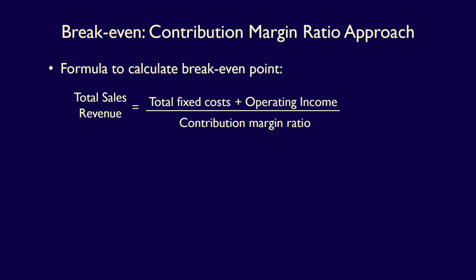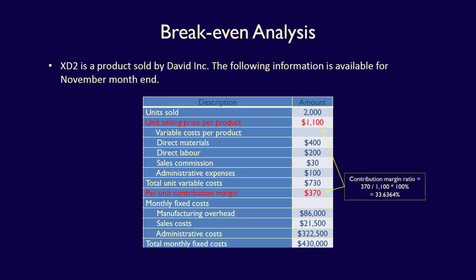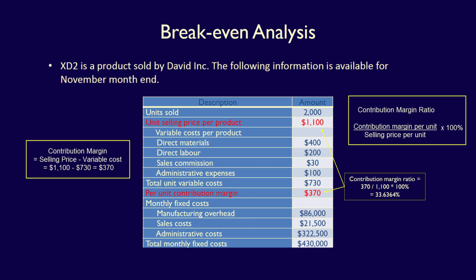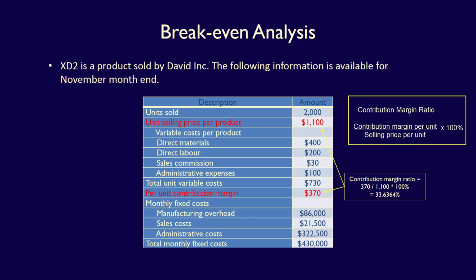Recall that we can calculate the contribution margin ratio using either per unit information or total information. Since we have the per unit information available, we'll use that in order to calculate the contribution margin ratio. The contribution margin ratio is equal to the contribution margin per unit divided by the per unit selling price multiplied by 100%. We know that the contribution margin per unit is equal to $1,100 minus $730, which is equal to $370. We can now use that to calculate the contribution margin ratio.